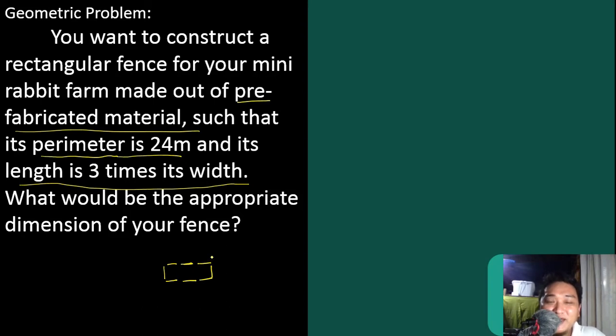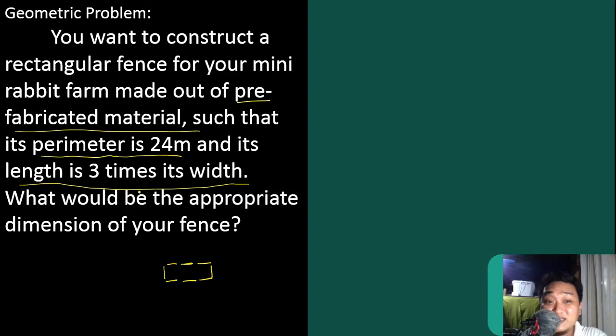So, ano kaya yung magiging dimension ng ating fence? Meaning, ilang prefabricated material yung bibilhin natin kung ganito yung situation. Na kailangan eksakto yung perimeter niya is 24 meters and the length is 3 times its width. Okay, una, let us try to investigate first yung second situation.